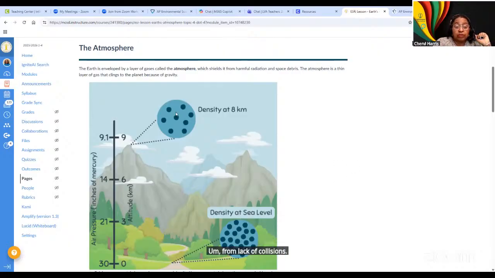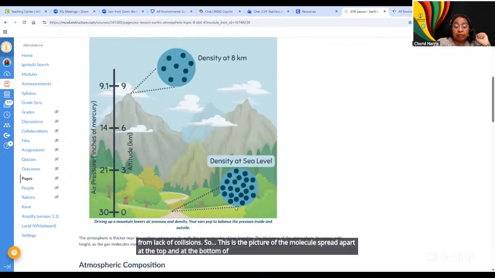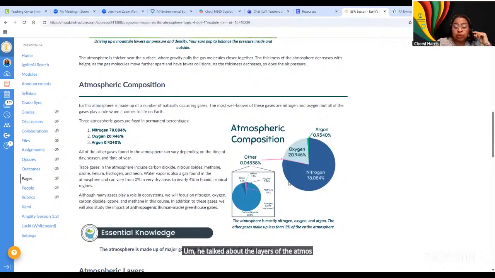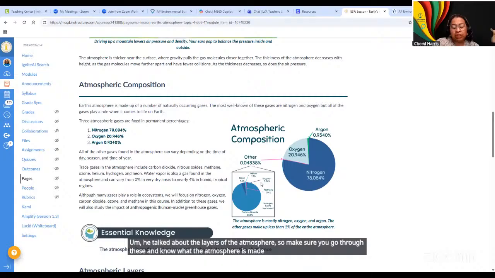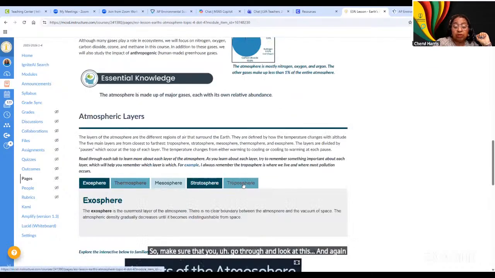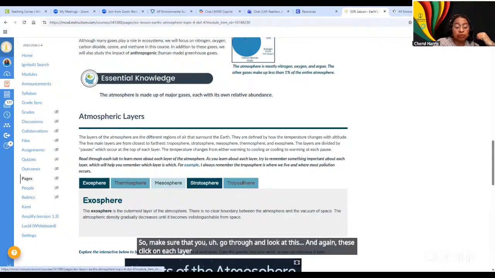So this is the picture of the molecules spread apart at the top, and at the bottom, at sea level, molecules are closer together. He talked about the layers of the atmosphere, so make sure you go through these and know what the atmosphere is made up of. Again, we tend to think of the air being oxygen. The air is not just oxygen, and it's not even mostly oxygen. So make sure that you go through and look at this. And again, click on each layer. They've done it in reverse, so we start at the bottom.